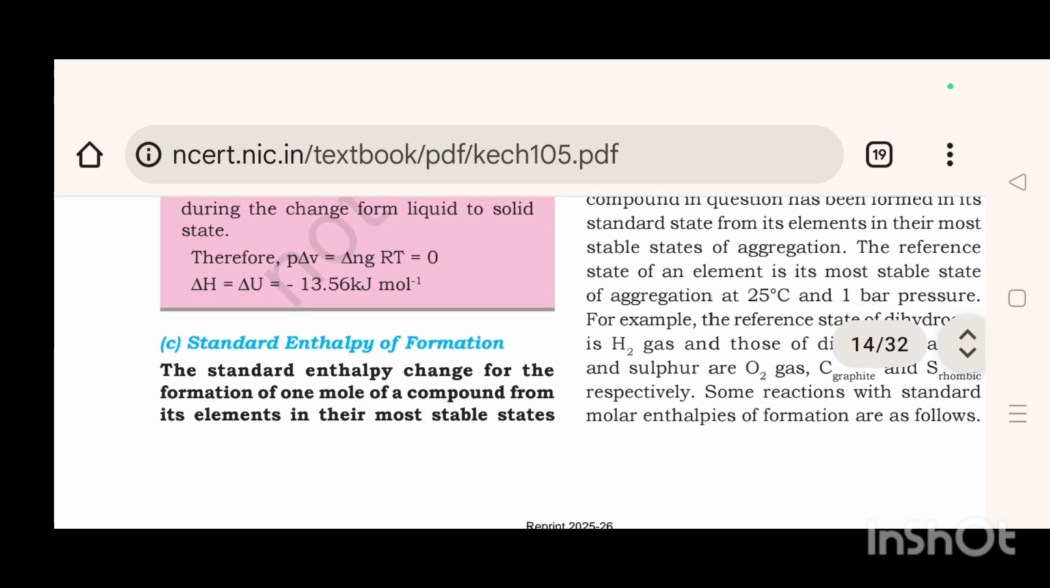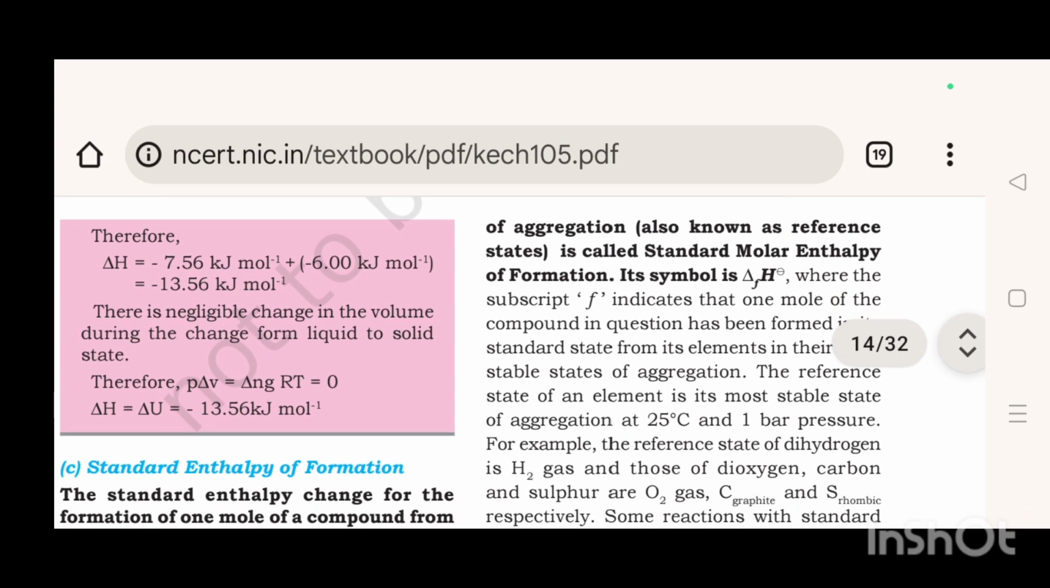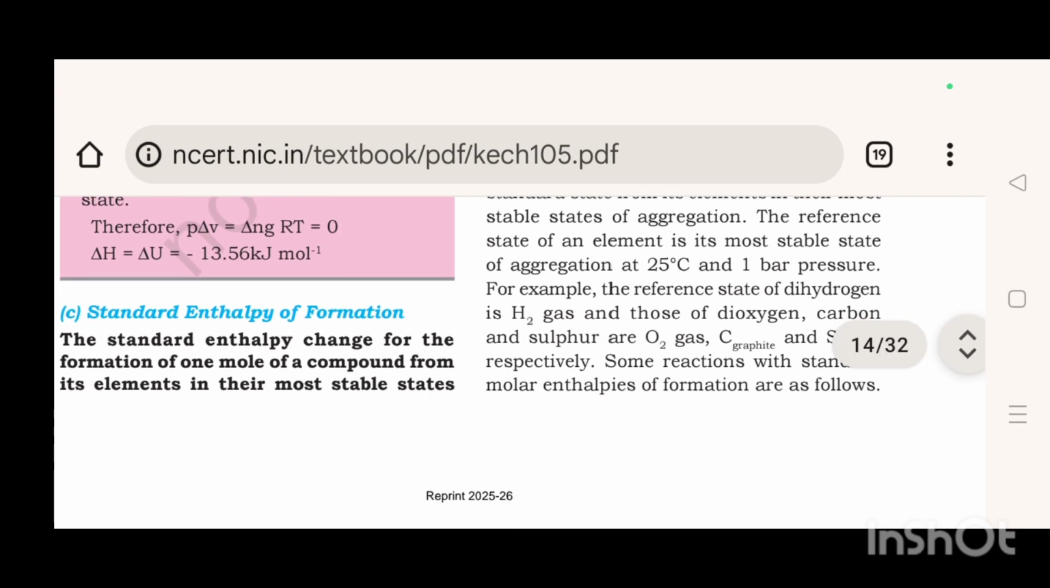Standard enthalpy of formation. The standard enthalpy change for the formation of 1 mole of a compound from its elements in their most stable state of aggregation, also known as the reference state, is called the standard molar enthalpy of formation. Its symbol is delta f H, where the subscript f indicates that 1 mole of the compound in question has been formed in its standard state from its elements in the most stable state of aggregation. The reference state of an element is its most stable state of aggregation at 25 degrees Celsius and 1 bar pressure. For example, the reference state of dihydrogen is H2 gas, and those of dioxygen, carbon and sulfur are O2 gas, C graphite and S rhombic respectively.